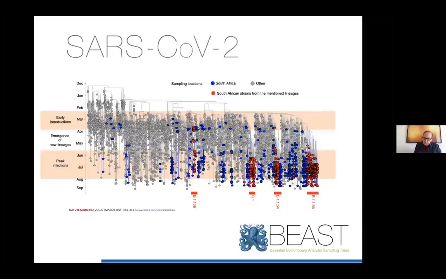This tree was constructed using a software called Beast, which is a Bayesian package for analyzing evolutionary trees. And I just want to point out the huge difference between constructing a package like this and using it to construct the tree. Right?